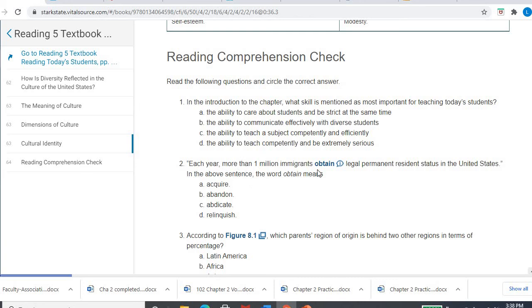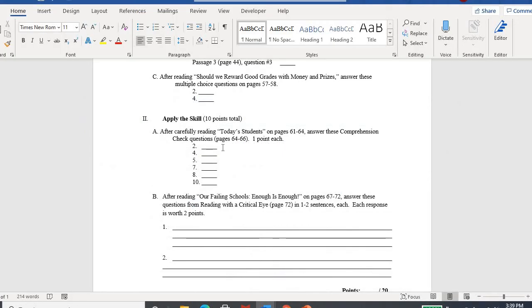Each year, more than 1 million immigrants obtain legal permanent resident status in the United States. In the above sentence, the word obtain means that if they obtain legal permanent resident status, they are acquiring. They're getting that status. So that's what I would write right here. That was A. Okay, and then you'll fill out the rest.